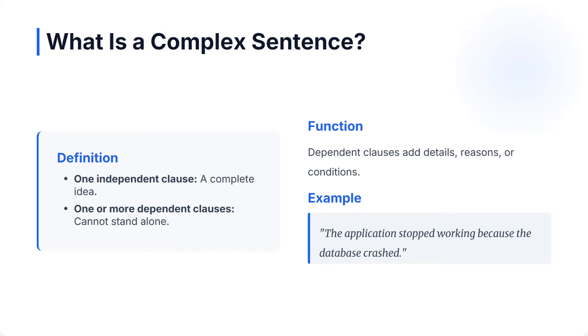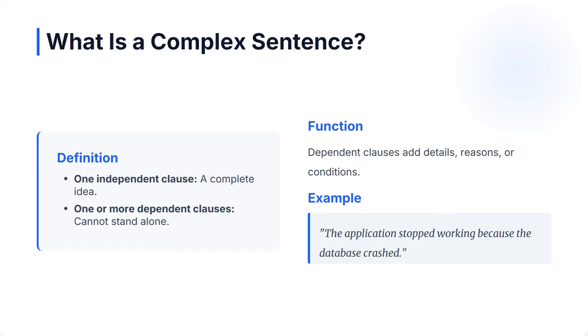Let's first define what a complex sentence is. A complex sentence is formulated of two clauses. The first one is an independent clause, which is a complete idea by itself. However, the second clause is dependent, which means that it depends on the other clause in order to have a meaning. That is to say, it cannot stand alone. The dependent clause can add details, reasons, or conditions.